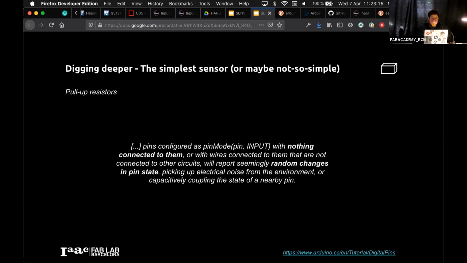Here I explain a little bit the impedance, the high impedance state, basically the idea of picking random changes from the environment. Okay.